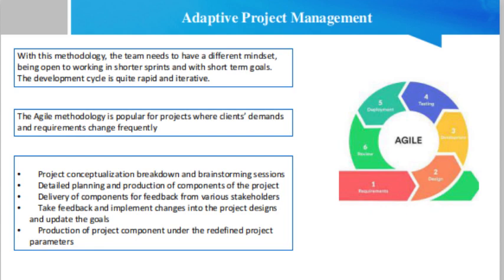production of project components under the redefined project parameters. Which kind of teams and companies use Agile? Projects which are ever evolving and have an undetermined closing, organizational teams which are quite flexible and adaptable to change, when the project team is lean and small, when the timeline is flexible, the company is in such an industry that is rapidly evolving, and the project manager is well experienced in Agile methodology and can lead the team efficiently.